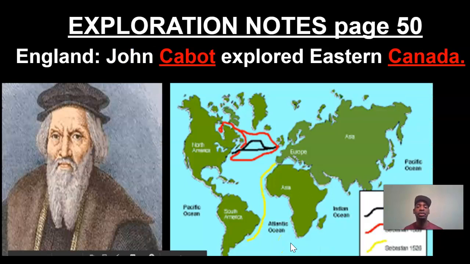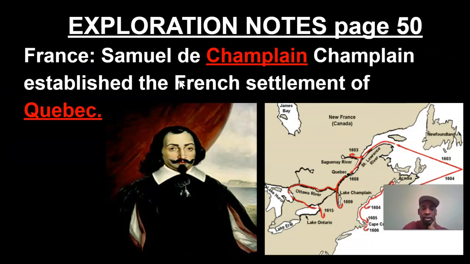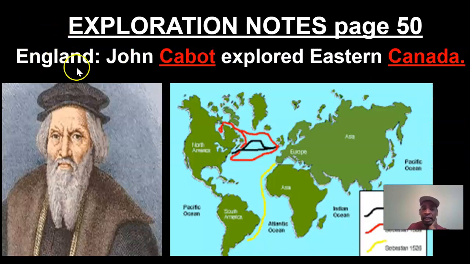All right, the next one, John Cabot. John Cabot explored the eastern part of Canada. He hails from England. Let's go back here. Samuel de Champlain comes from what country? France. Look at this country, England. And he finds John Cabot in the eastern part of Canada.